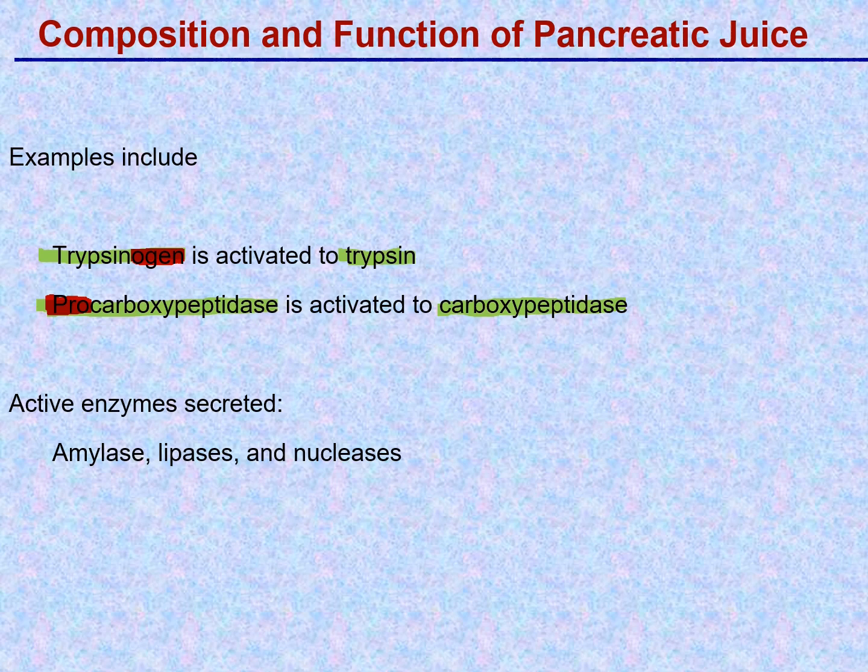Among the enzymes that are secreted, there's an important one that's missing from this list. I'm going to have to add it here. There is pancreatic amylase and also lipases. Pancreatic amylase is similar to salivary amylase in that it acts on carbohydrates, particularly starch, to break apart and release monosaccharides from the polysaccharide starch. There are also lipases that help break down lipid and nucleases that help break down nucleic acids.